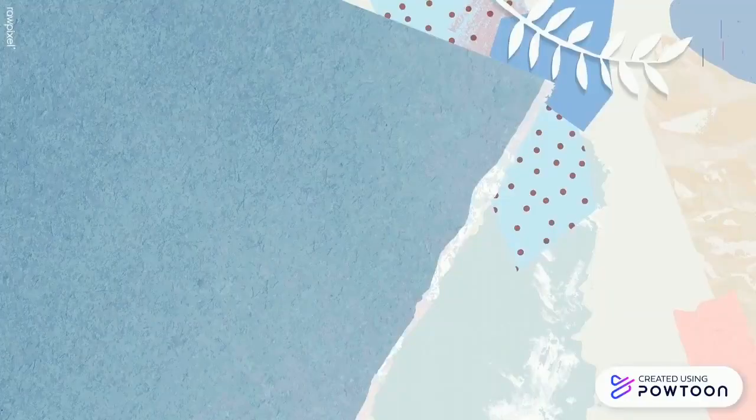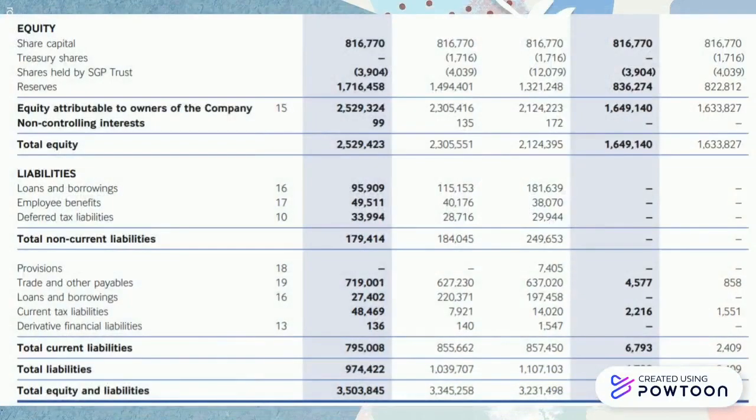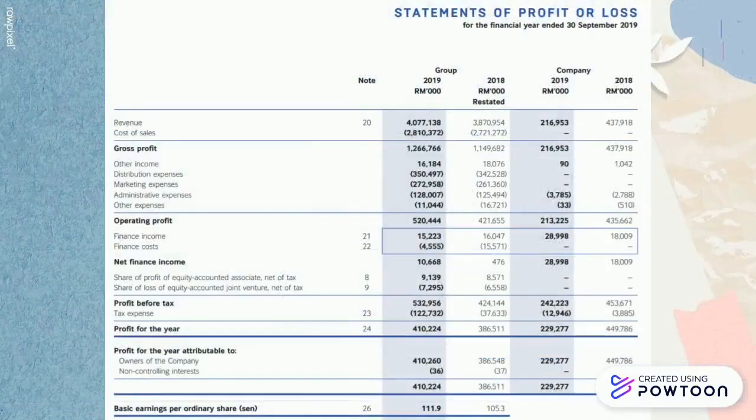I will show you how investors can utilize these financial ratios to understand the company's performance. As you can see, this is Fraser and Neave Holdings Berhad's financial statement. We will be calculating the financial ratio based on the financial statement and compare it with the industry average to see how well the company is performing.